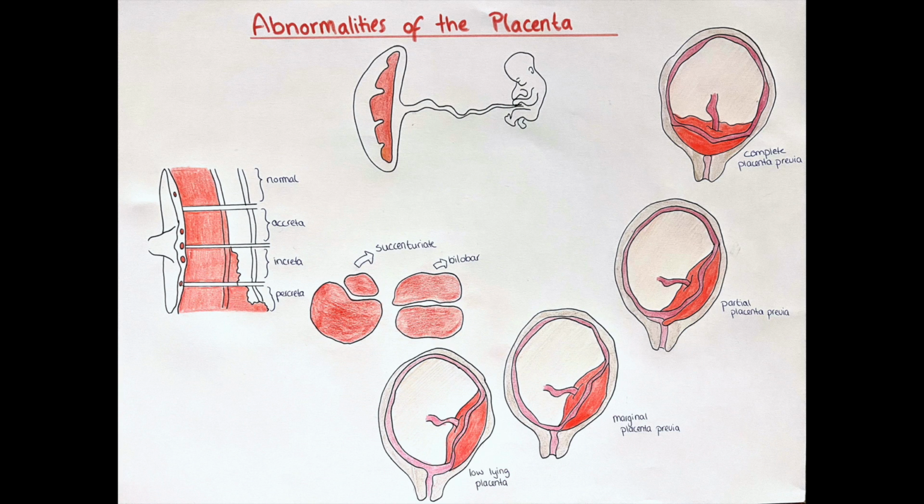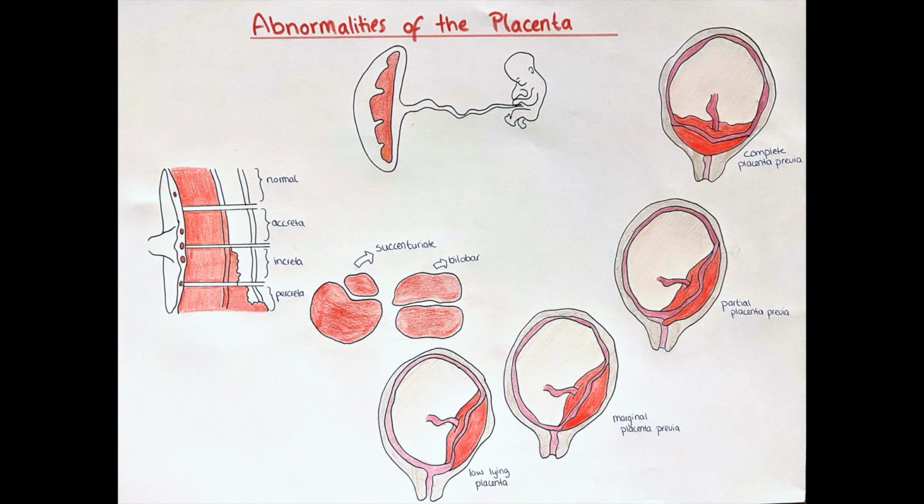When the placenta overlies the cervix completely, we call it a complete or a total placenta previa. In some cases, the placenta is not completely covering the cervix. In this case, it is called a partial placenta previa.